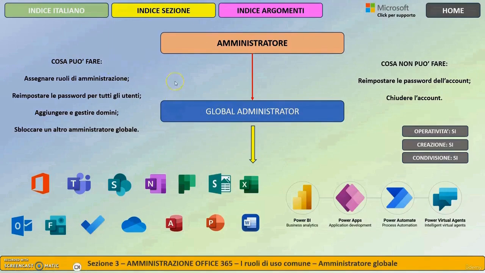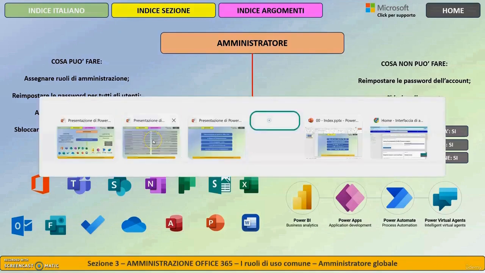The global administrator can assign admin roles to others. You can reset the passwords for all users in the account. You can add domains and manage all the domains in the account. I only have one, but an account can have multiple domains and can unlock another account. Obviously, the fact that I can unlock it also means that I can lock it. So let's head to the management environment. And first, let's examine the assignment of management roles.